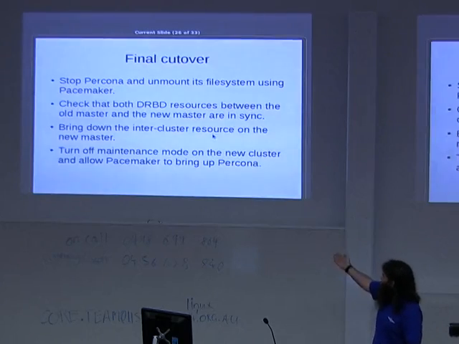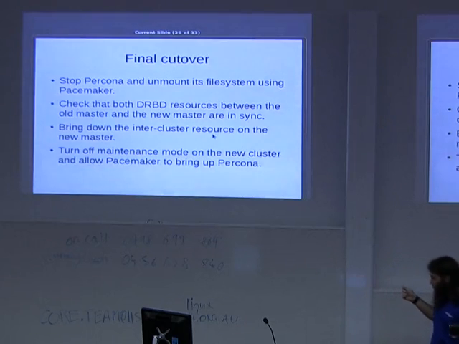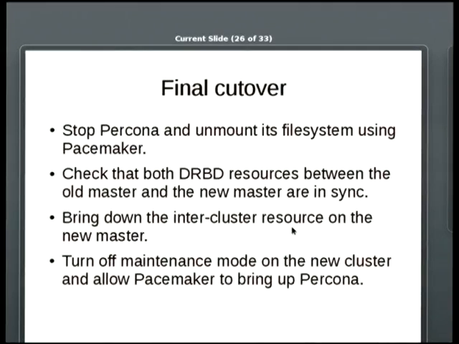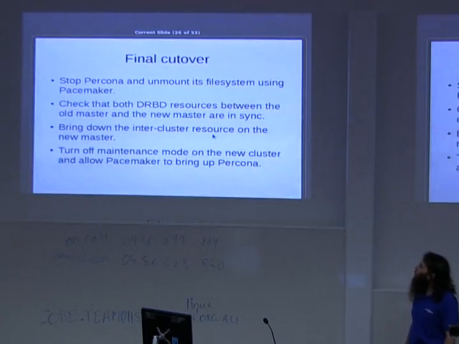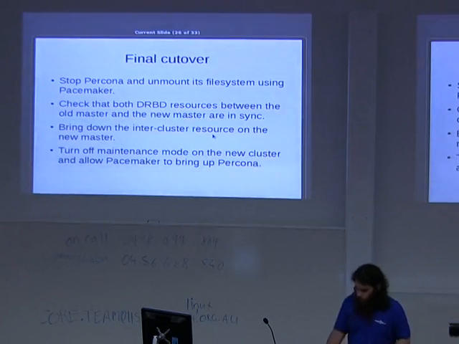Okay, so once you have that inter-cluster resource taken down on cluster 2, the cluster should now be in the state that Pacemaker wants it to be in. So you can turn off maintenance mode, tell Pacemaker, please start up Percona, and everything should be hunky-dory. If it's not, you can roll back at that point. But as it turned out, everything was hunky-dory and went ahead.